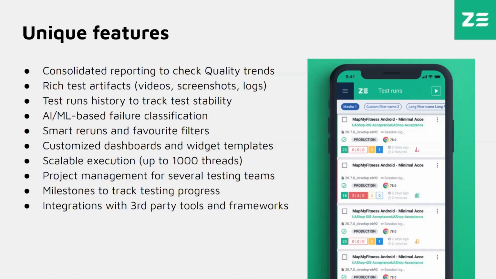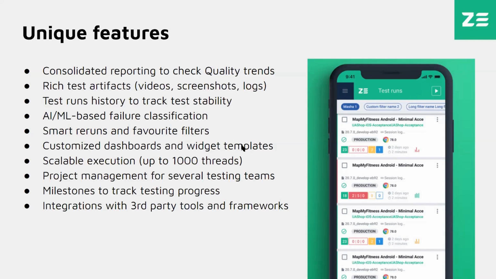Zebrunner offers the test runs history opportunity that allows you to track test stability, that allows you to find out the flaky tests and understand the reasons for the failures and know how to fix them. Our new feature, new really cool feature, AI/ML based failure classification. I'll show how it works during our technical session.